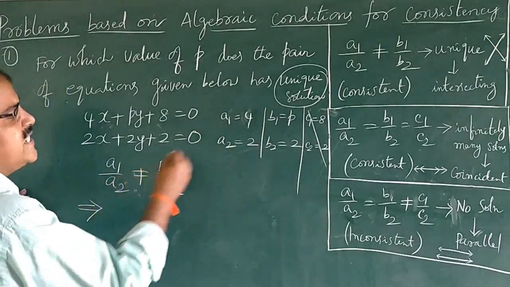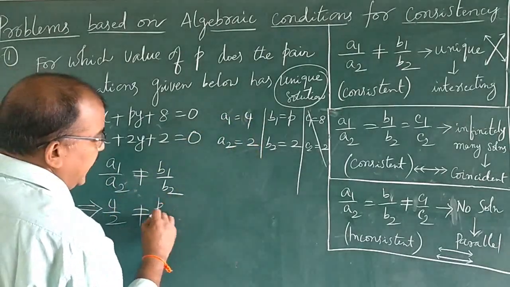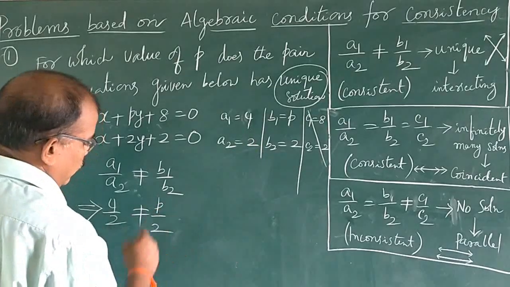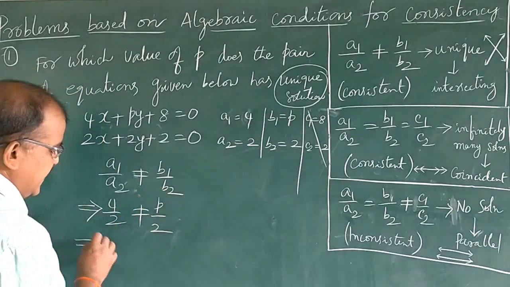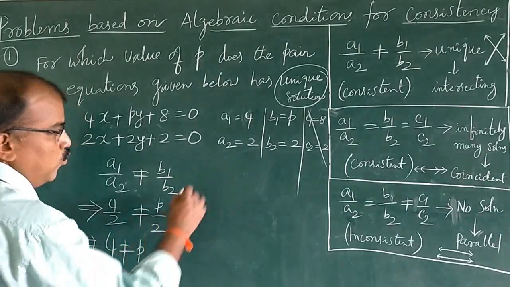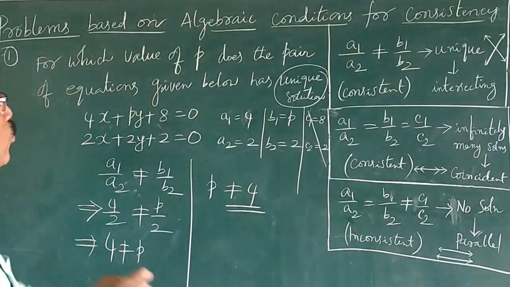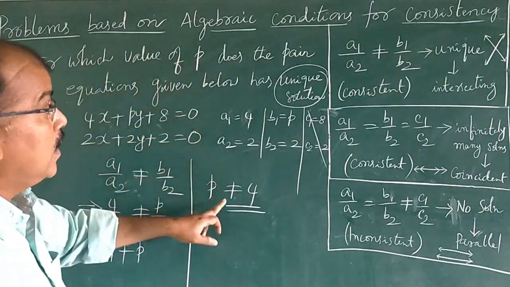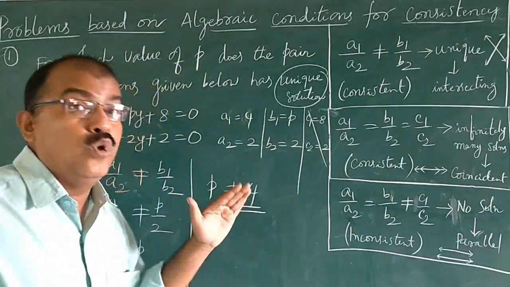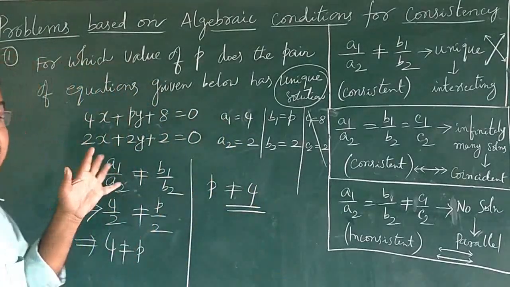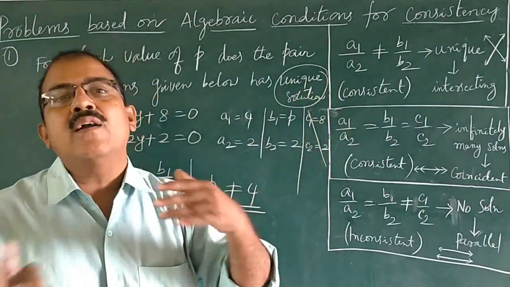That implies, what is a1? 4 by 2 is not equal to b1, p by 2. 4 by 2 is not equal to p by 2. That implies 4 is not equal to p. So, p is not equal to 4. For which value of p, not equal to 4, then only the pair of equations given below has a unique solution. If p is not equal to 4 only, this pair of linear equations has a unique solution. So, other than 4, this condition will not be satisfied.